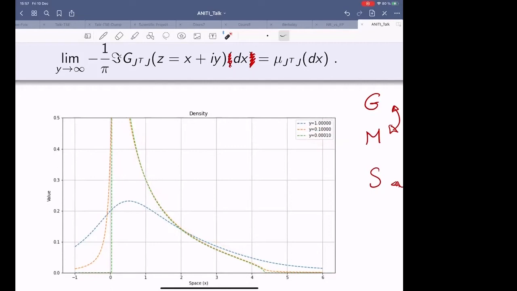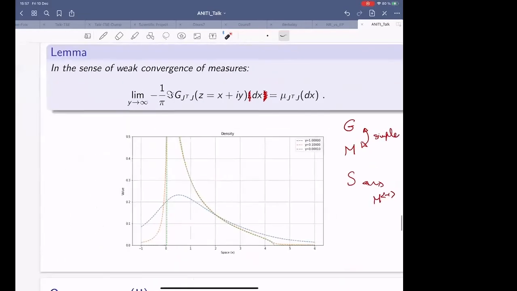Here you see different values. If you compute it away from the axis for this value, you get this lousy approximation. If you get closer to the axis, you get the orange one, then you get the green one if you get really close. So that's how it's done.